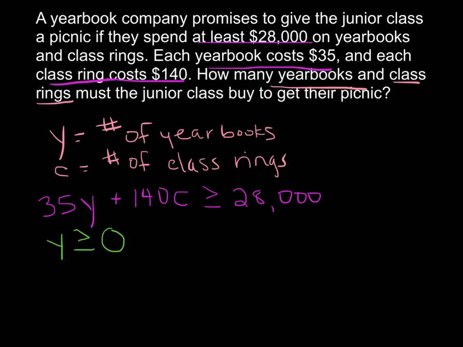Boom. And then we also know that our class rings cannot be negative either, right? So let's pick another color. And our class rings must be greater than or equal to 0 also. So now we have a system with 3 inequalities, right? And that's okay. We at least have 2 inequalities to make this work. We're not going to solve it yet. We're going to come back to this later.